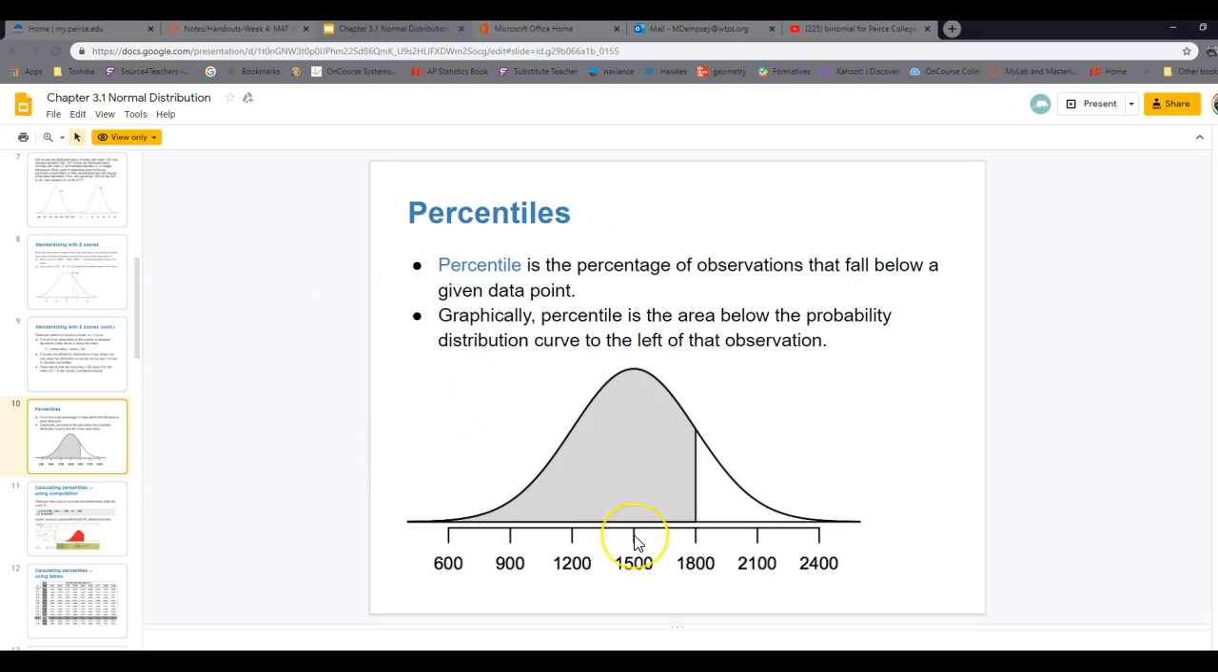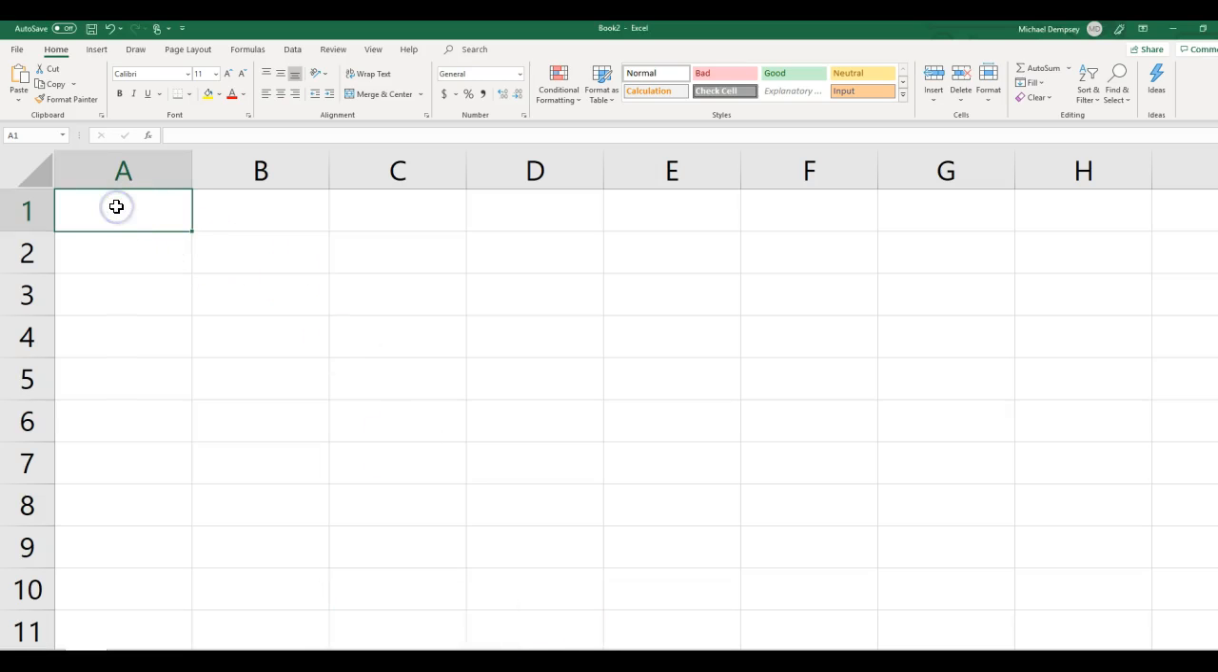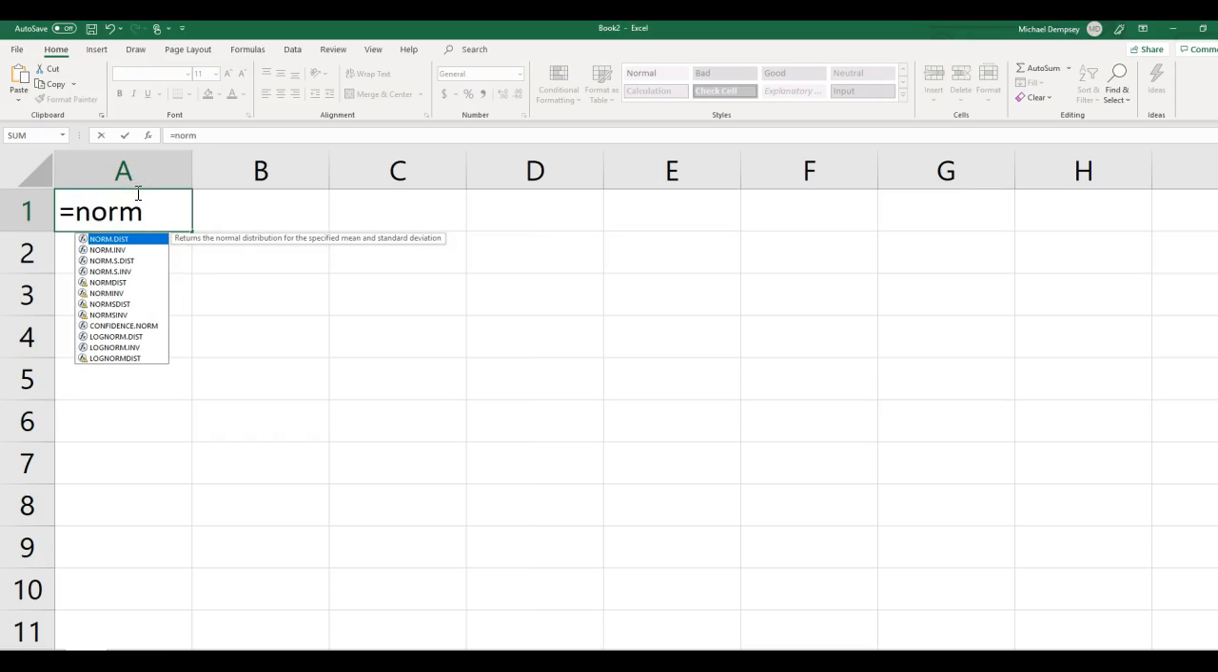Remember, I need the mean, 1,500. I need her score, 1,800, and then the standard deviation. Okay, so let's check it out. Excel is going to work just like those tables. It's always going to do an area to the left. So I'm going to hit equals. I'm going to start typing in normal. Okay, and this first one comes up, normal distribution. I'm going to say, sounds good.